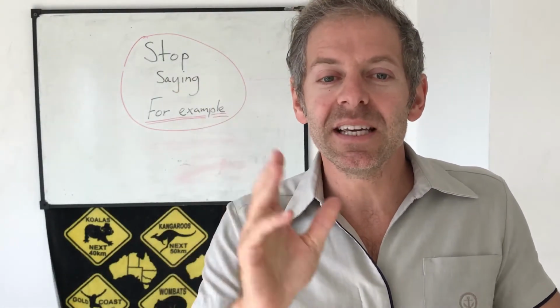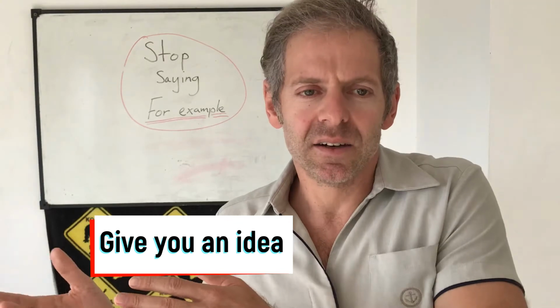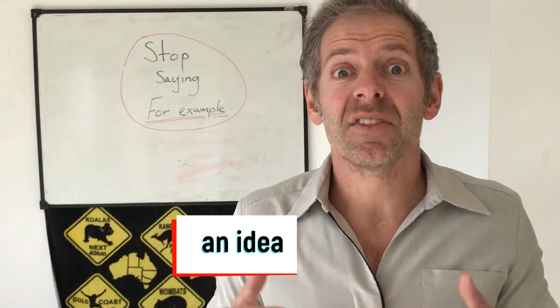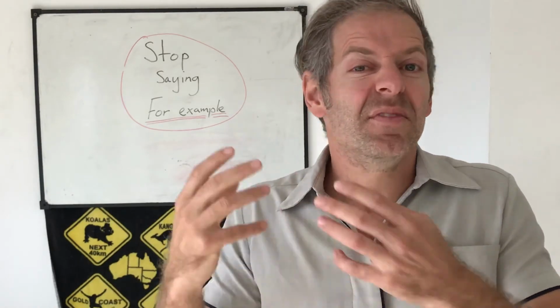Interesting. Number 3 is "to give you an idea." So in Australia, what's the typical food? To give you an idea, we eat normally steak, vegetables, and mashed potato. Okay, this is a typical meal in Australia.